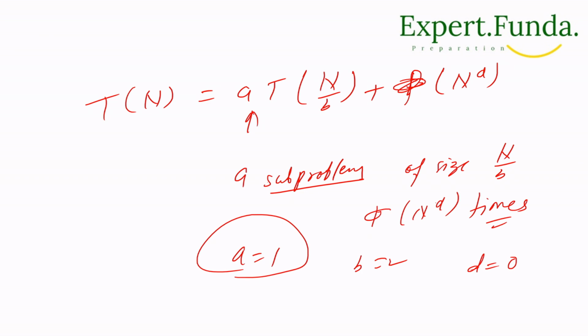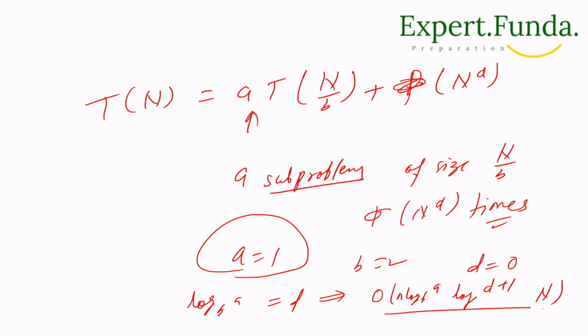So if you compute the result, log base b of a equals d, so we replace this with O of n^d log n, which becomes O(log n). This is the time complexity we will get. And for space complexity, we are not taking any extra space, so O(1) is the space complexity.